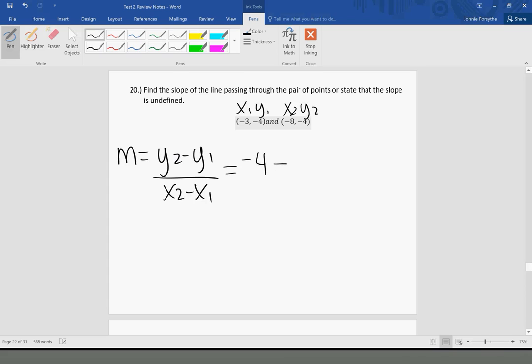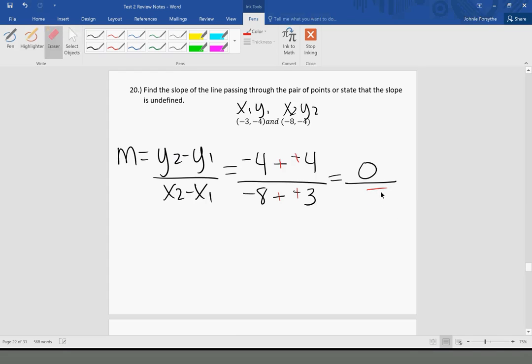So now we're going to plug in our coordinate points. We have y2 minus y1, so it's going to be -4 minus -4. And then at the bottom, x2 minus x1 will be -8 minus -3. So now I have minus a negative, so that's the same thing as adding the opposite. So it's actually going to give me -4 plus 4, which will equal 0. And then at the bottom I have -8 minus -3. Minus a negative changes to add the opposite, so I'm left with -8 plus 3, which will give me -5.